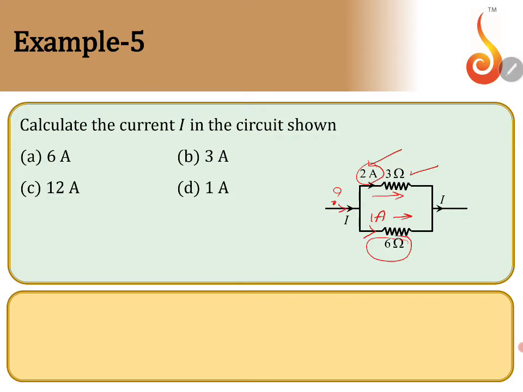So what is the current that is coming in? It is 2 plus 1, which is nothing but 3 amps. So 3 amps is the current. This is one way of doing it. Otherwise we can do another way.